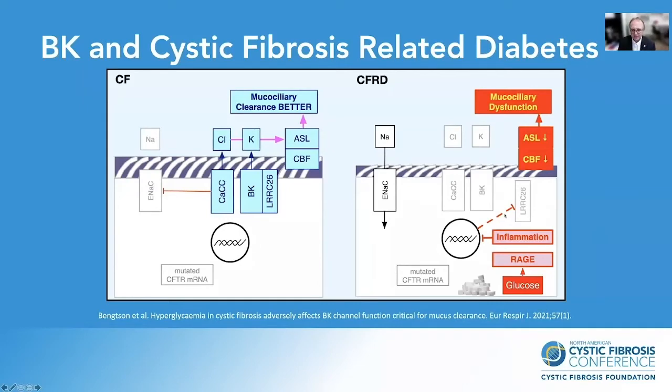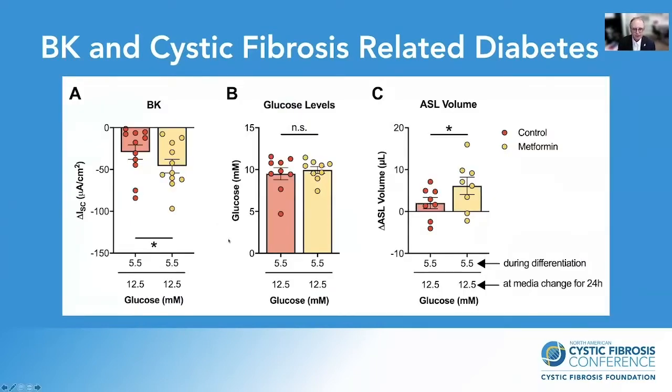So briefly summarizing here, high concentrations of glucose lead to inflammation that again affects the BK channel and potentially causes mucociliary dysfunction through this channel, directly related to the glucose concentration. And that may be an indication that cystic fibrosis related diabetes has actually additional effects rather than only increased infection risk. Now, can we do anything about that? And yes, we believe we can.